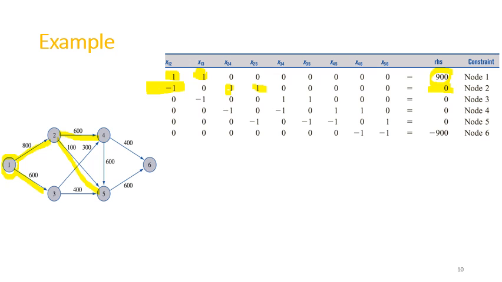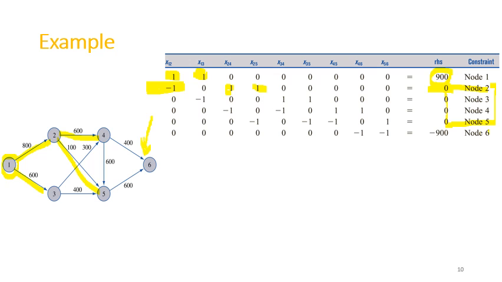Why? Because remember, all the cars need to be at node 6 in the end. So they are just passing through node 2. All cars going into node 2 will go out because their final destination is node 6. It's the same case for node 2 up to node 5. Their net supplies equal 0 because cars are just passing through these nodes.